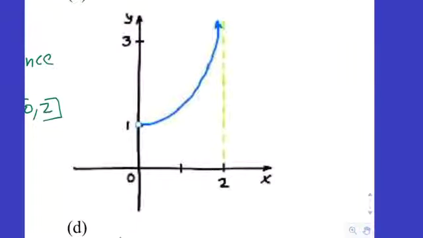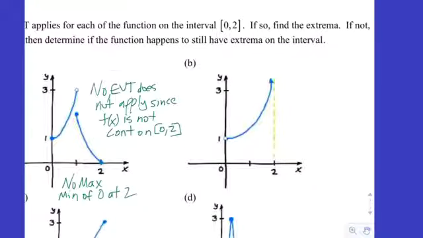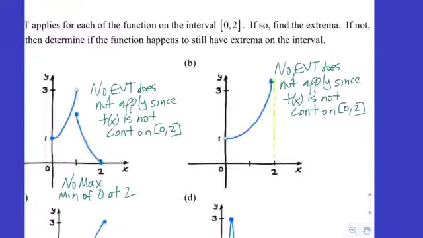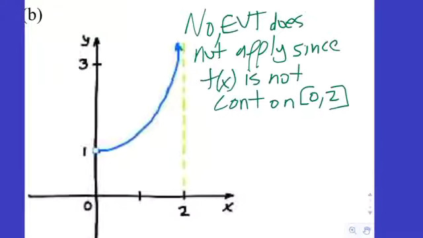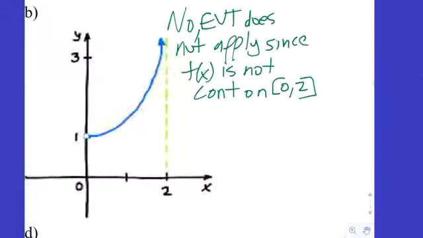All right, letter B, does the EVT apply from 0 to 2? No. This one fails twice, right? There's a discontinuity at 0 and a vertical asymptote of discontinuity at 2. So this one's only continuous on the open interval, but at neither endpoint. It's not continuous. But it could still have a max and or a min.